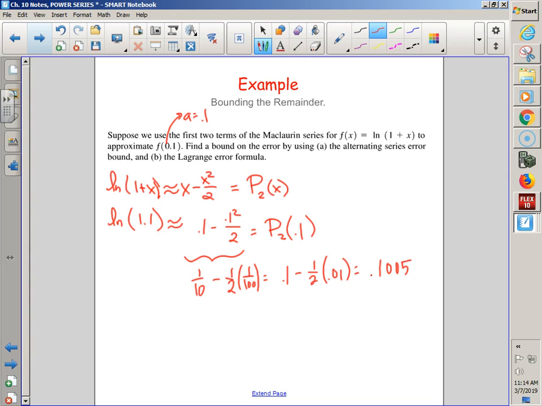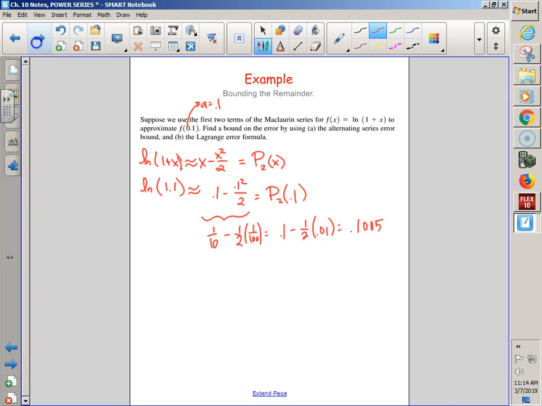Find an error bound using the alternating series error bound and the Lagrange error formula. Oh, stinks. So when the AP says error, they might be meaning two different things. That's okay. Let's start off with alternating remainder. Wait, so why did we just do what we did? Oh, because at the very beginning, use the first two terms. Otherwise, I wouldn't have known, and we would have been in trouble.